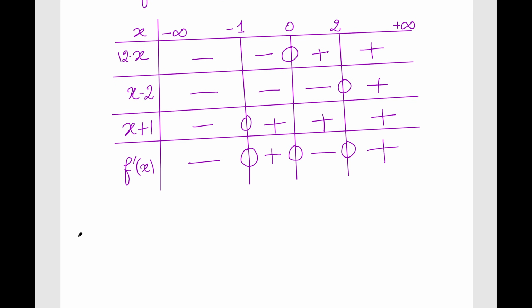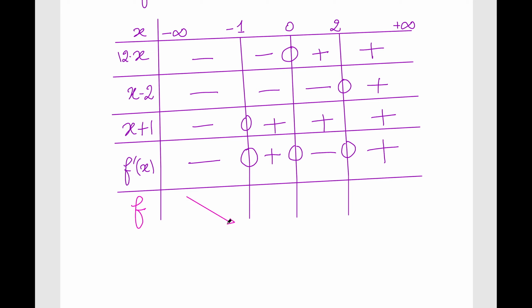How about I create a row for f? So I'm setting the stage for a row for f. Let me change color. How about the pink here? Well, f prime is negative between minus infinity and -1, so f must be a decreasing function, right? I'm going to denote decreasing by a decreasing arrow like this. So f is decreasing here.